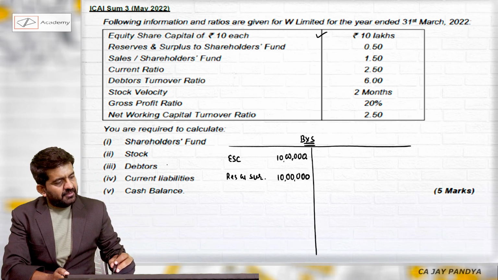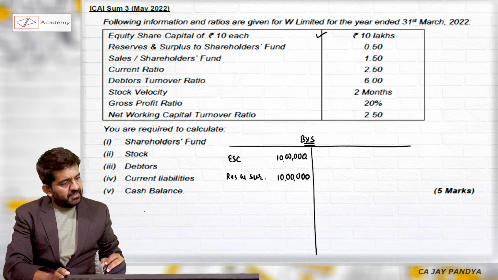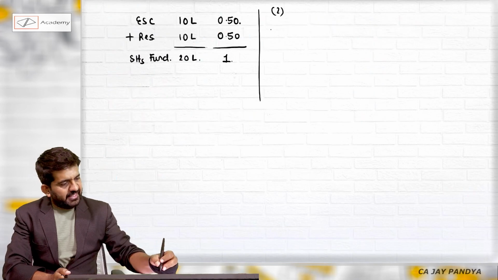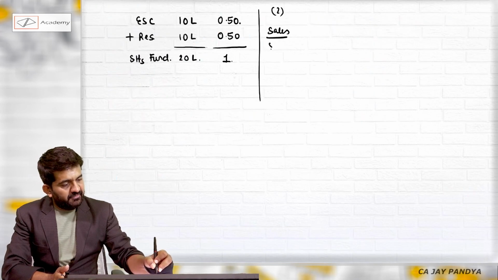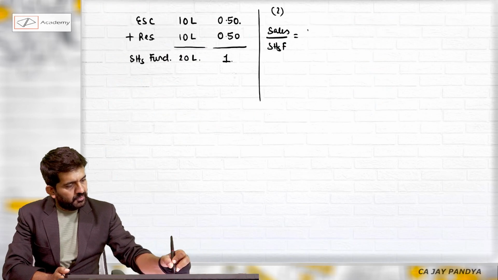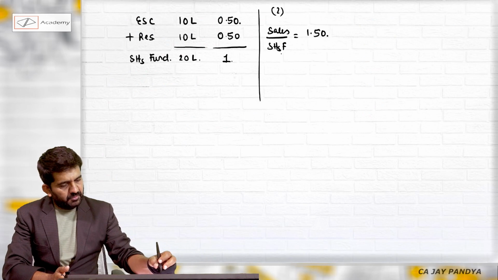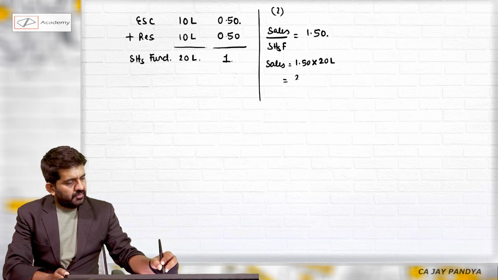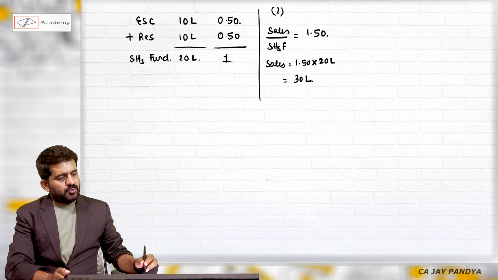Sales divided by shareholders fund is 1.50. So I am having shareholders fund. Sales will be equal to 1.50 into shareholders funds, which is 20 lakhs. So sales will be 30 lakhs rupees.